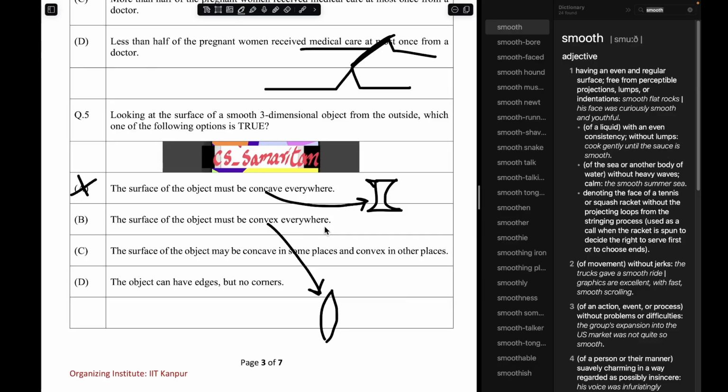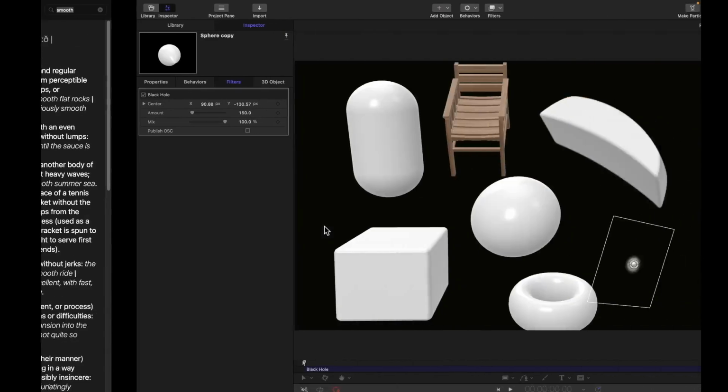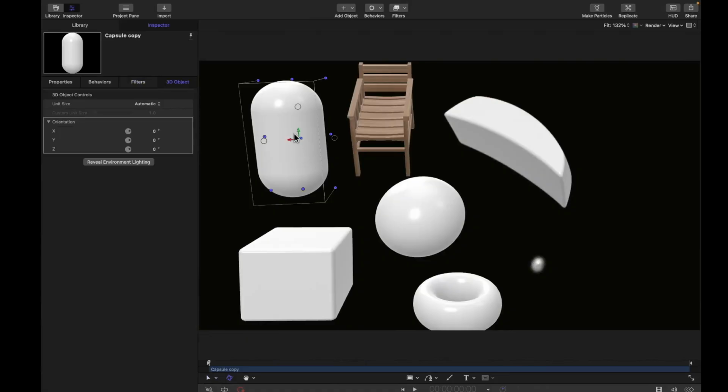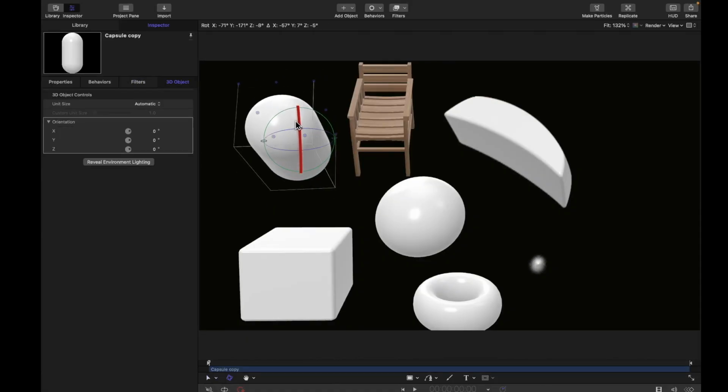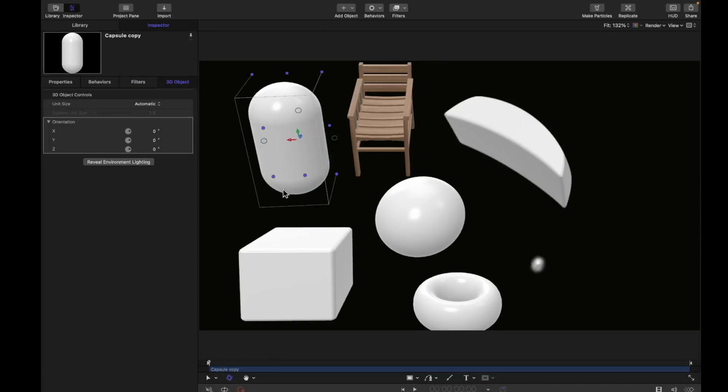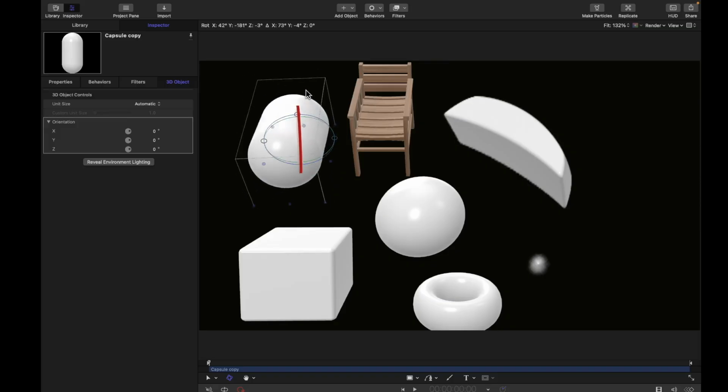Is there an example of this sort? Convex at every single point, that is, protruding outwards at every single point. For that, first look at this capsule, right? If you look at this capsule, this top region and this bottom region are protruding outwards, so those parts are convex.